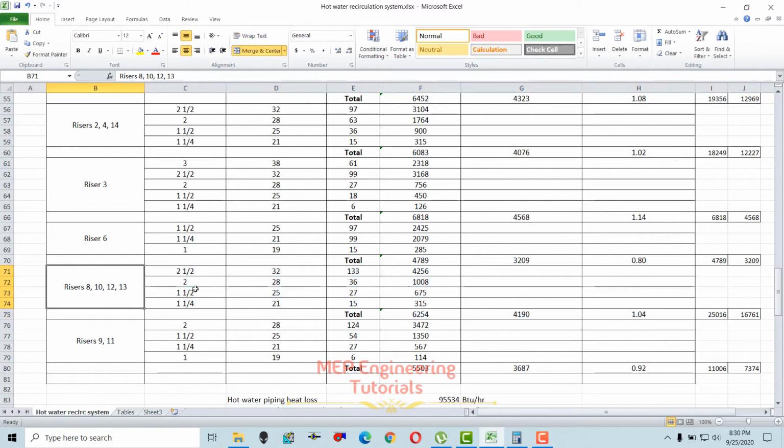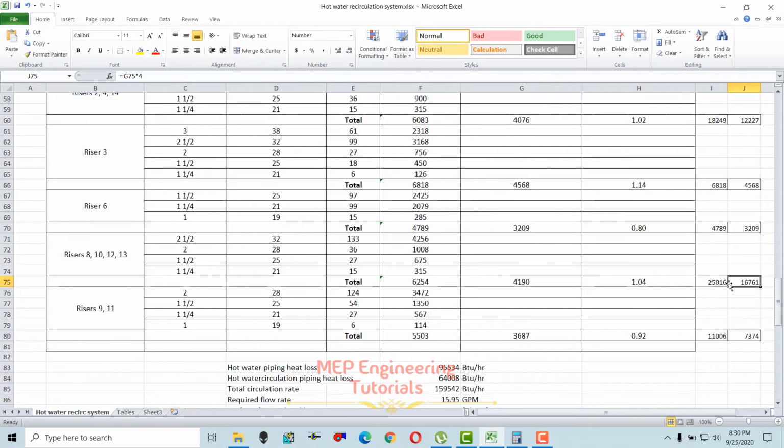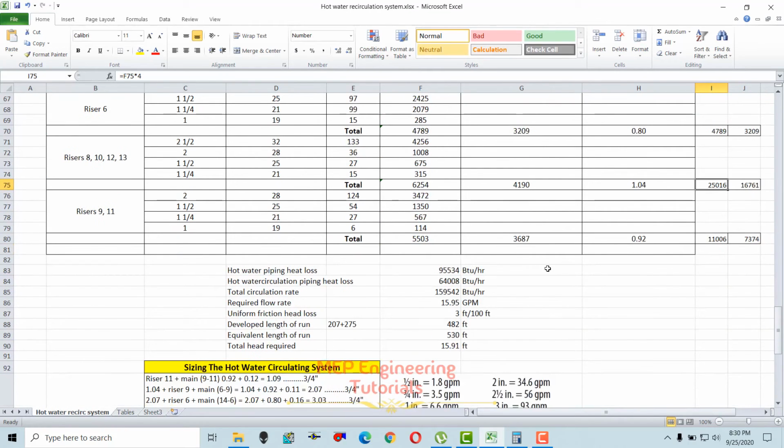Here we have 4 risers, as you can see. So you need to multiply with 4 to get the total BTUs, and multiply with 4 to get the total heat loss for recirculation and hot water piping. After that, you have to sum up your heat losses for hot water piping and recirculation hot water piping.